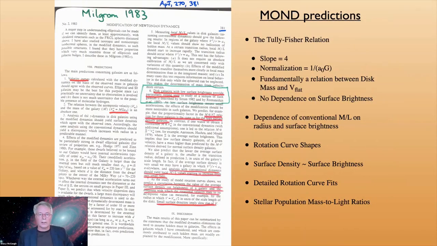Nonetheless, when I first became aware of it, and this was the mid-90s when I even first bothered to read the original papers that Milgrom wrote back in 1983, I really noticed this line. He said, disk galaxies with low surface brightness provide particularly strong tests.